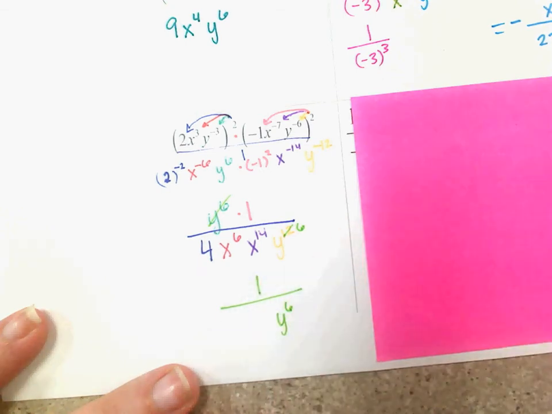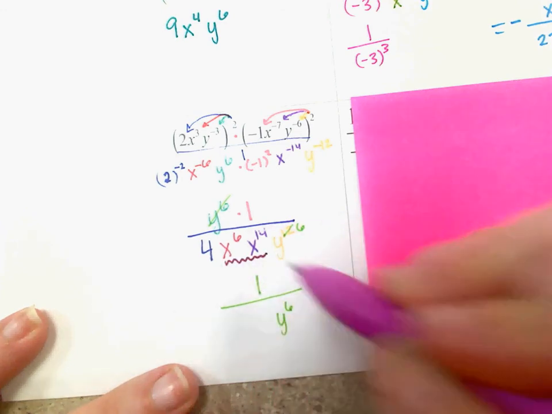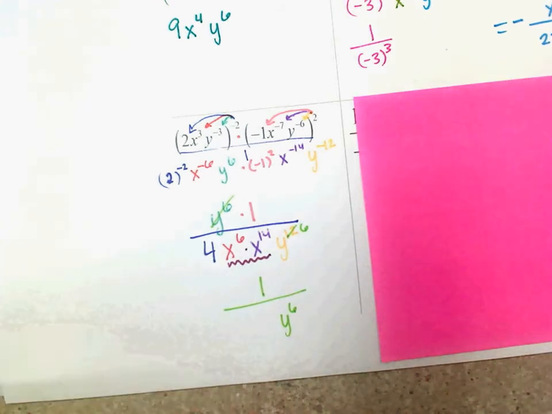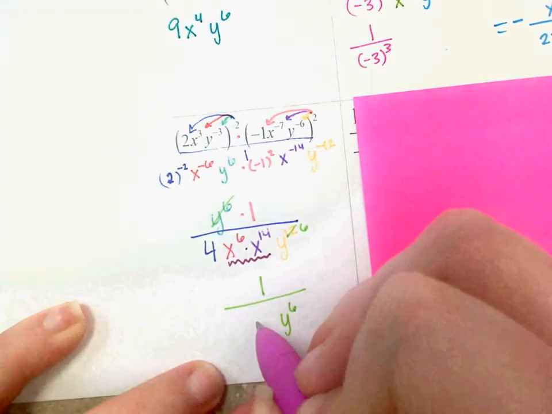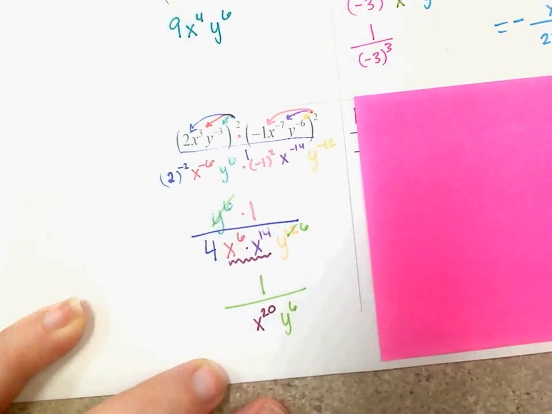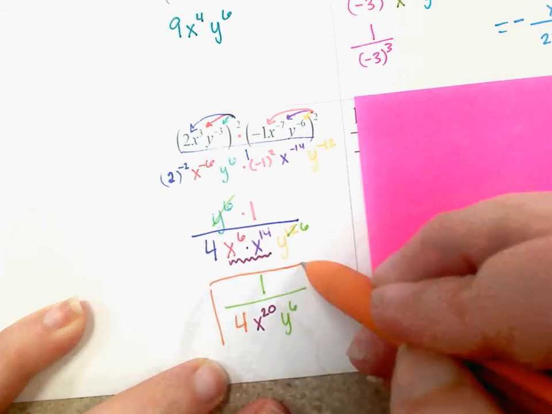I also notice that I've got two different x terms in the denominator, and when I multiply two x's, then I add their powers. So 6 plus 14 is 20, so that just becomes x to the 20th, and then that 4 is just kind of in the denominator, so it just hangs out right there. And that is my answer.